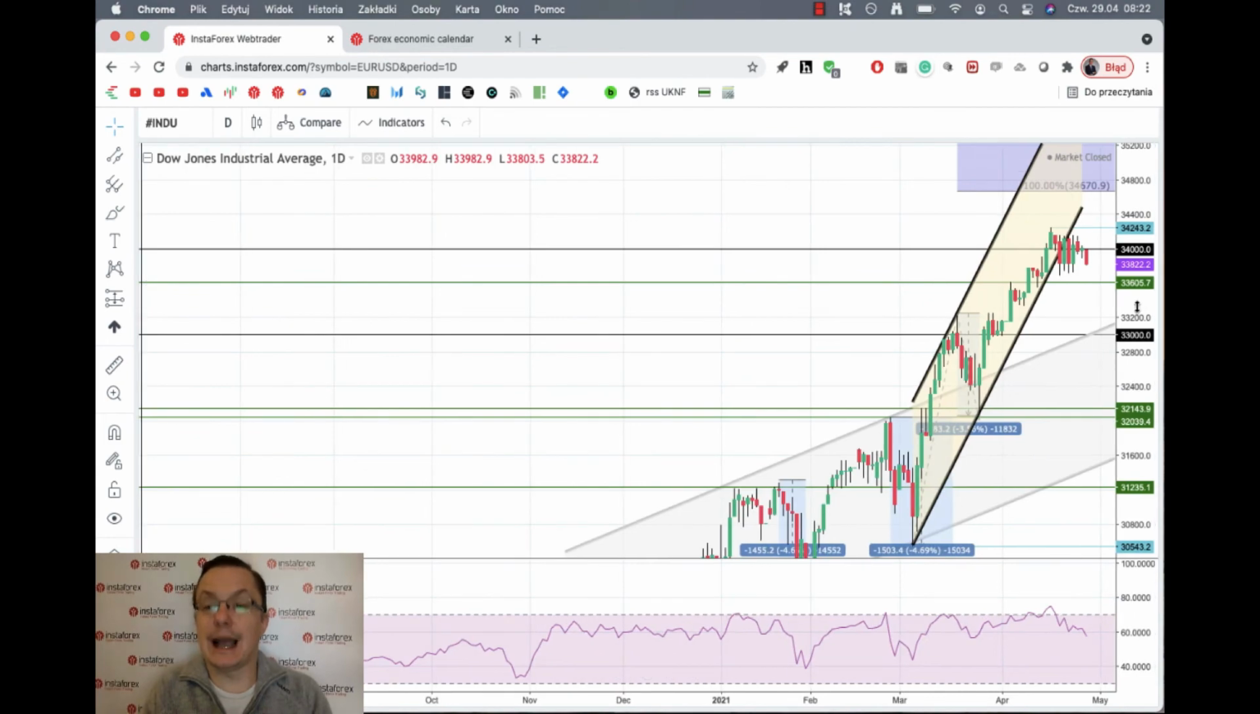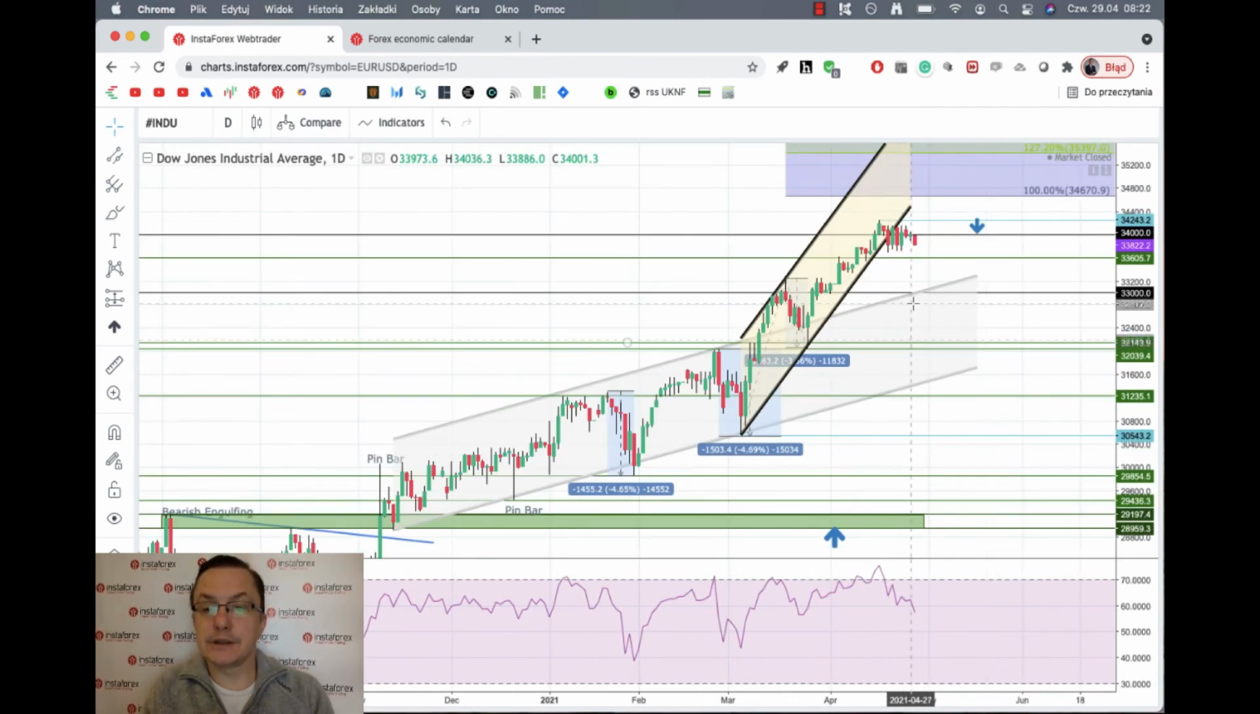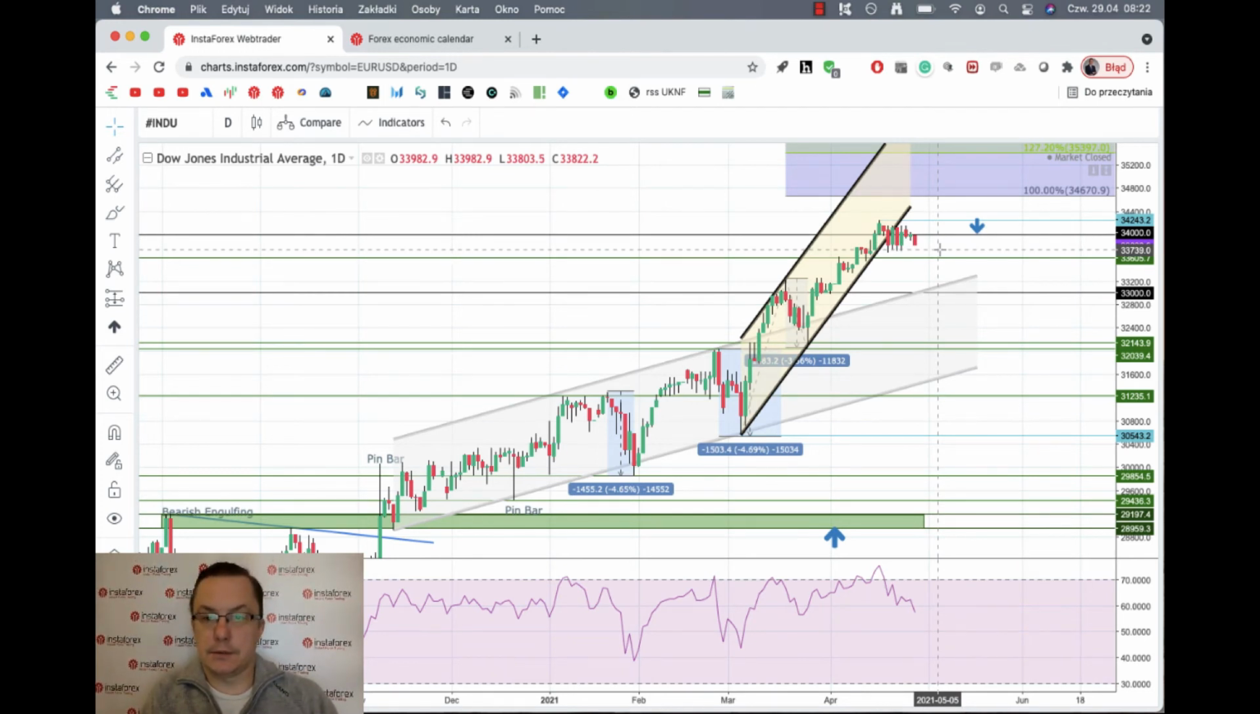We are still in an uptrend on the Dow Jones, but there are still some sort of divergences played out here, and they are not being executed properly. They are not being recognized right now by the market participants.